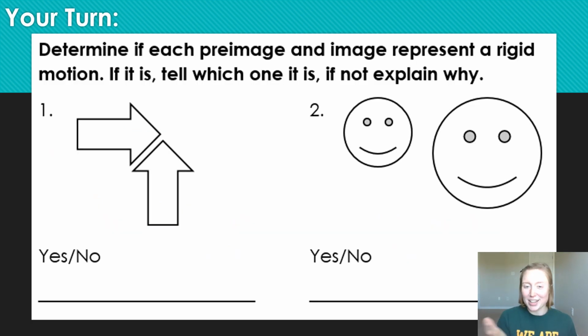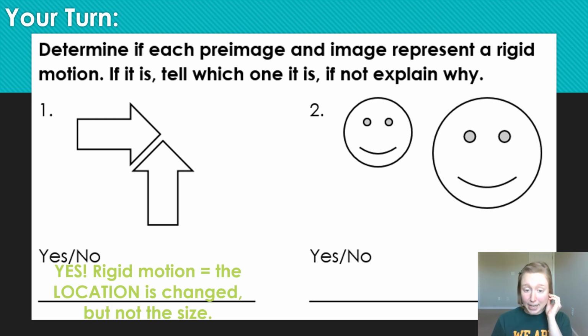So really quickly here, just thinking about rigid motions and not. In number 1, it tells us to determine if each preimage and image represents a rigid motion. If it is, tell which one. And remember we have those 3 right now: translation, reflection, and rotation. If it's not, explain why. So on number 1 with the arrows there, I would say yes, that is a rigid motion because the location has changed, but the size hasn't changed. It's the exact same size, it's just turned to a different spot.